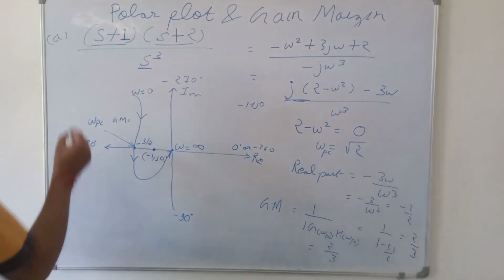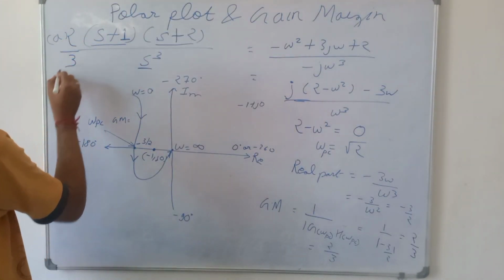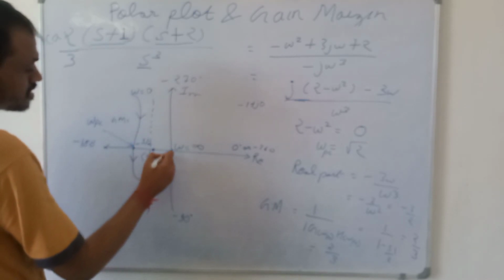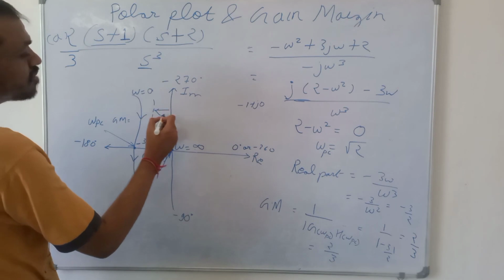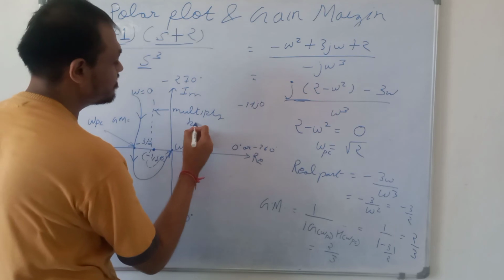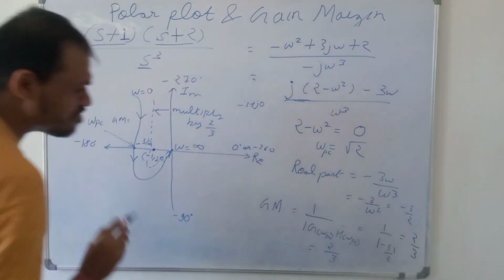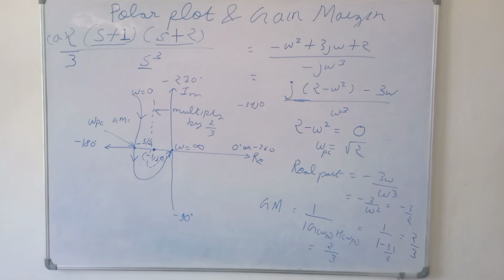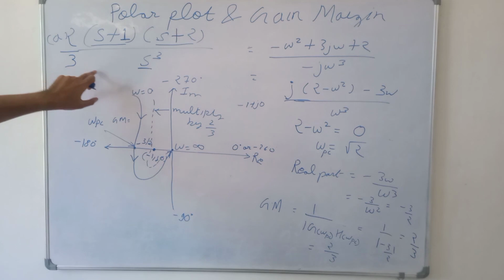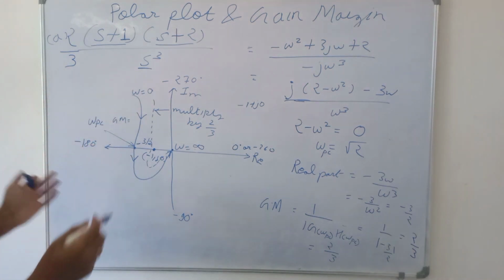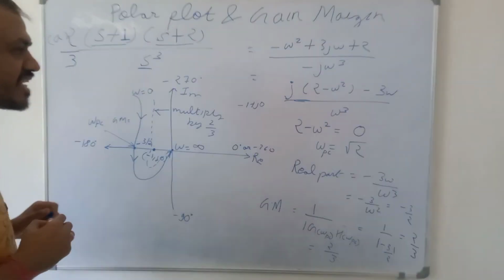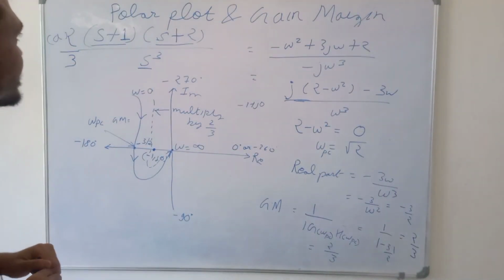So if we multiply it by 2 by 3, then the polar plot will shift towards the critical point and the system will become marginally stable. So the gain margin is the margin by which we need to multiply the open loop gain to make the system stable. So the polar plot will shift towards the critical point and the unstable system will become marginally stable or critically stable. So this is the explanation of the gain margin.